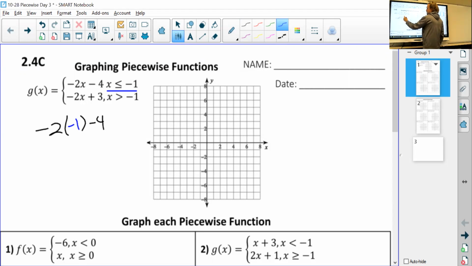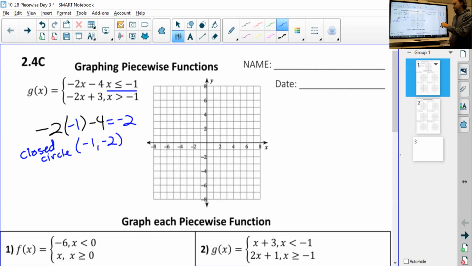So -2 times -1 is +2. 2 minus 4 is -2. So I have a point at -1, -2. And since it's less than or equal to, it's going to be a closed circle. And that'll help you on the Canvas part, where it's going to ask you open circle, closed circle. So we want a closed circle at -1, -2.